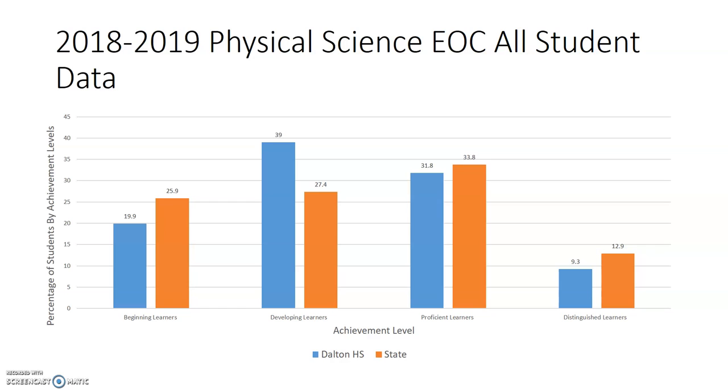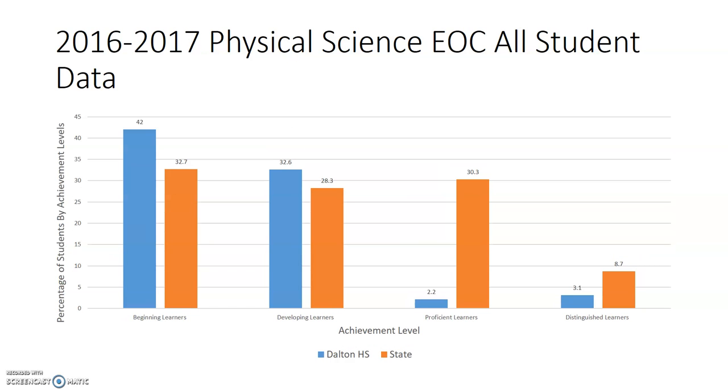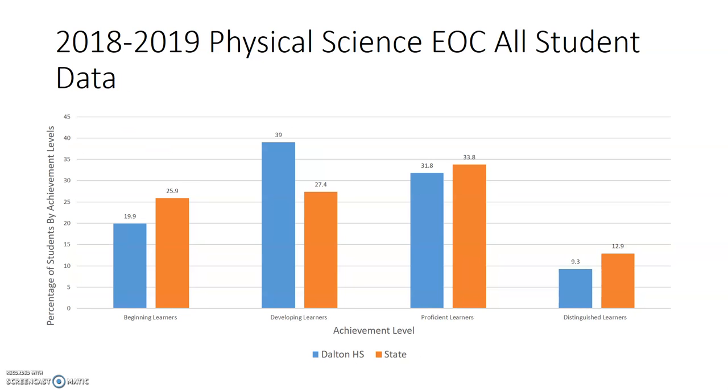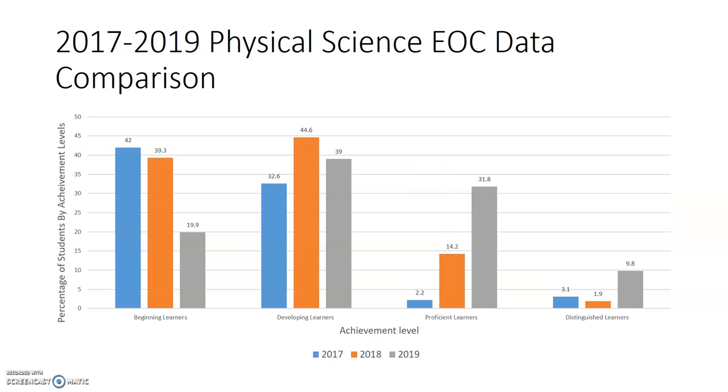So for 2018-2019, the last year of data we're going to look at, you can see that this year we did a much better job of filling in that gap at the proficient level. While we still aren't at the state level, we are much, much closer than we were in 2016-2017. So we were at 31.8% of our students performing at this level, and the state was at 33.8%. We also had fewer students perform at beginner, so we showed a lot of growth in that area.